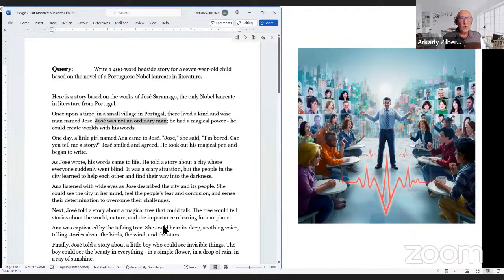Now, drill 4, the most important drill. I will show you now just a few paragraphs.